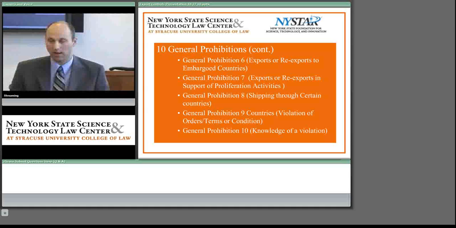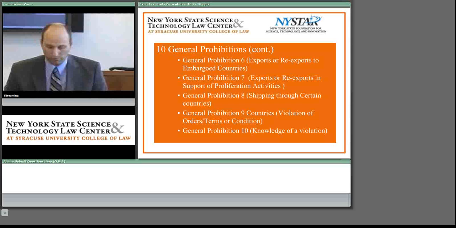This is a fairly extensive list of countries where you cannot ship through without a license or a license exception, but if the Commerce Control List would permit the item to be directly exported there, with a license or a license exception, it can be shipped through there as well. General Prohibition 9 prohibits the violation of any order from the BIS, any misuse of a license or misuse of a license exception. And General Prohibition 10 prohibits any knowing violation of the EAR.